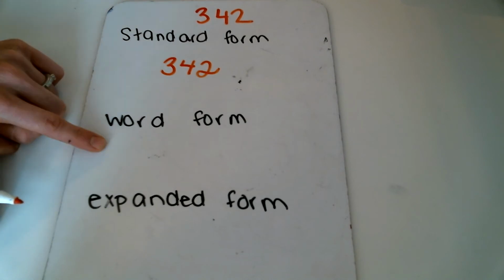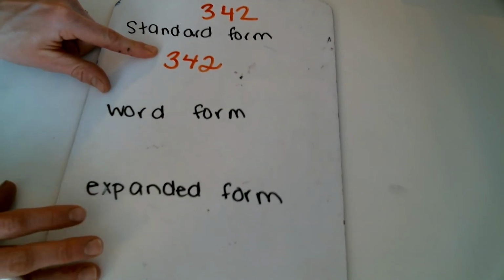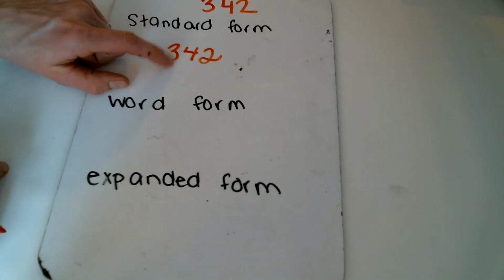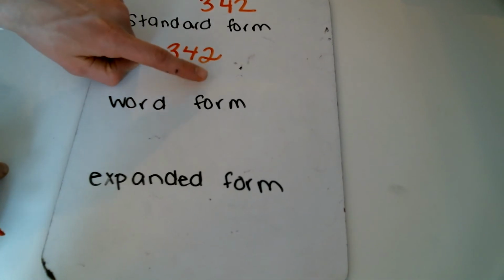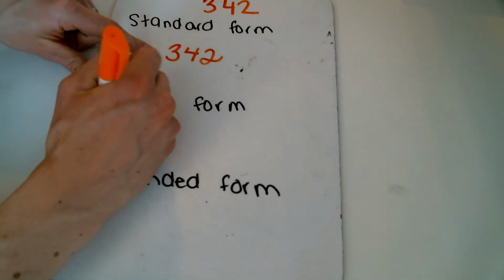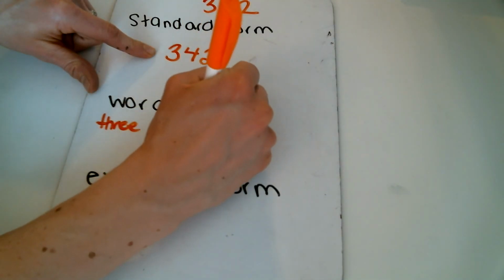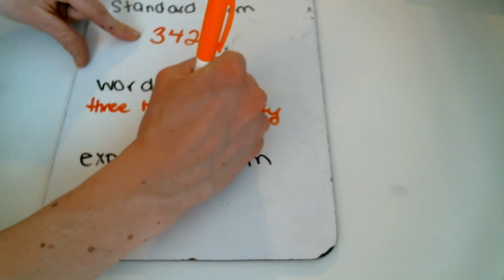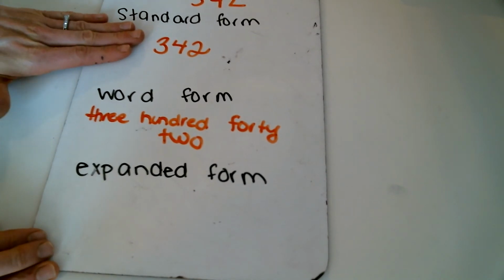If I were to put it in word form, I would write it exactly how I say it. So I'm going to write it how I say it, and I say 300. We always tell how many hundreds are in a number, and when we have a value that's in the hundreds place, we always say the digit followed by the word hundred, and then we have that 42. So I would write it exactly like I say it. 342.